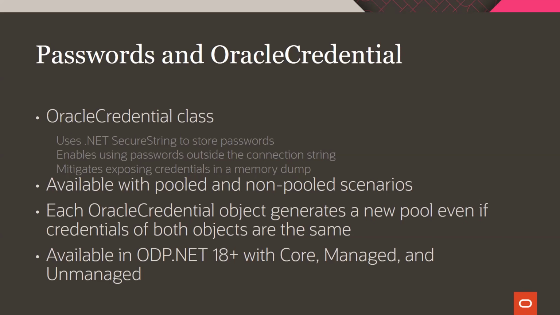So one of the ways .NET has tried to prevent that method of attack is by creating a new data type. Well, not that new anymore, but it's a data type that exists called secure string. This .NET data type is something you can use to store passwords in, and you use it with a credential class. In ODP.NET's case, it's the Oracle Credential class. What this Oracle Credential class allows you to do is store your password as a .NET secure string.